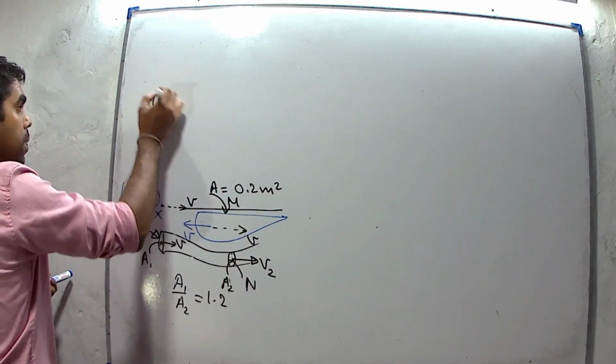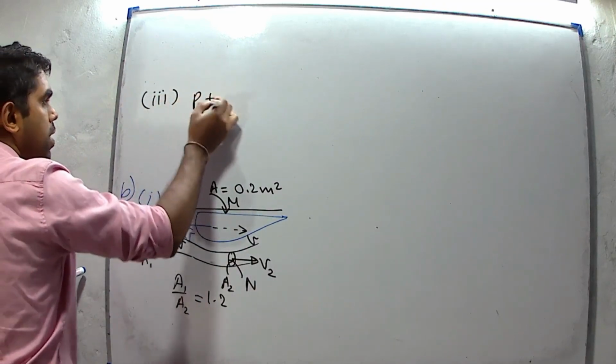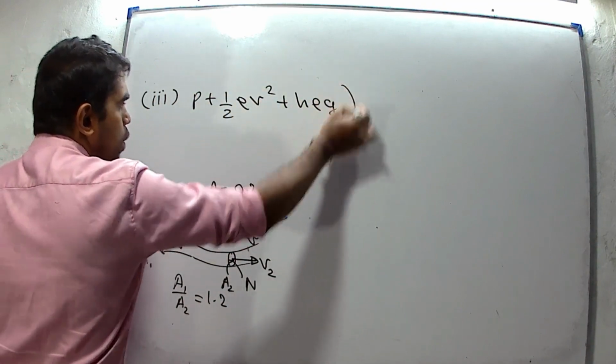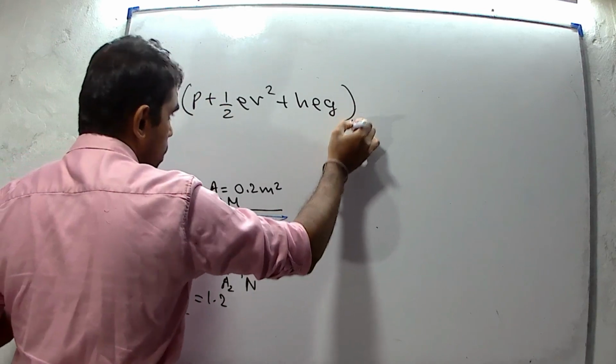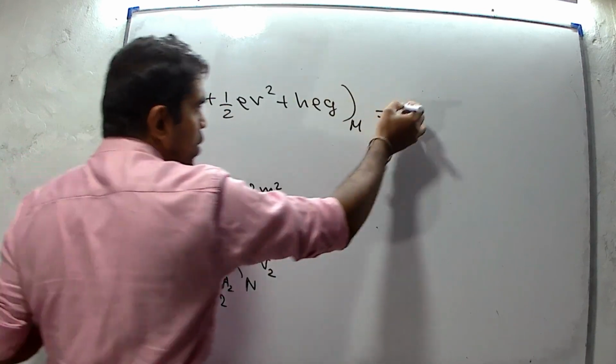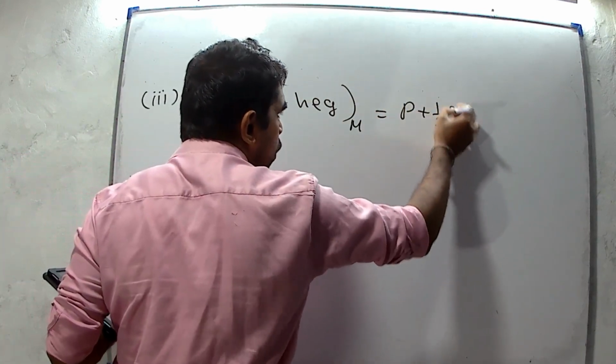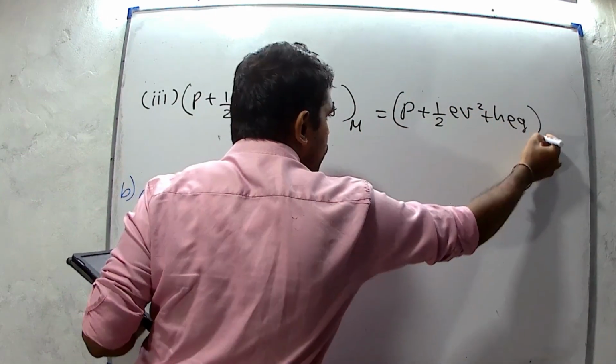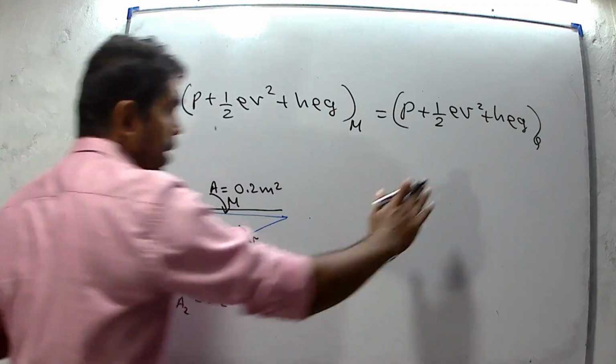Part 3. P plus half rho V squared plus H rho G for point M should be equal to P plus half rho V squared plus H rho G for point Q. Sorry, point M.